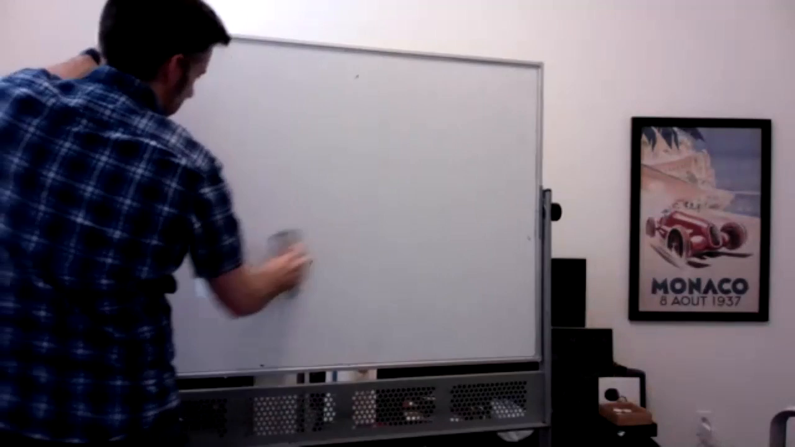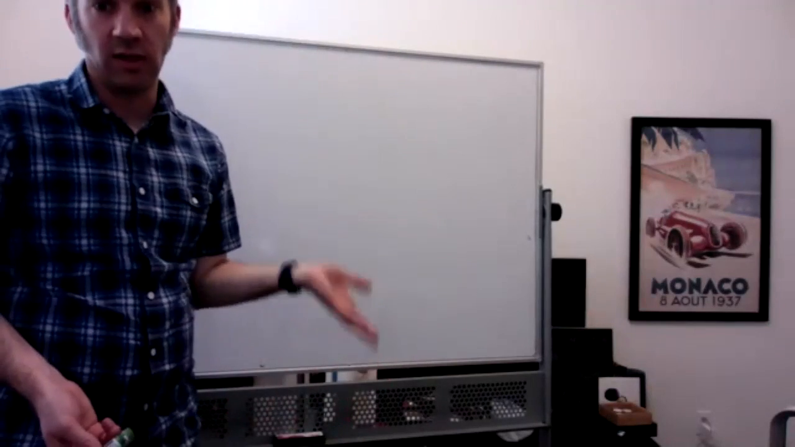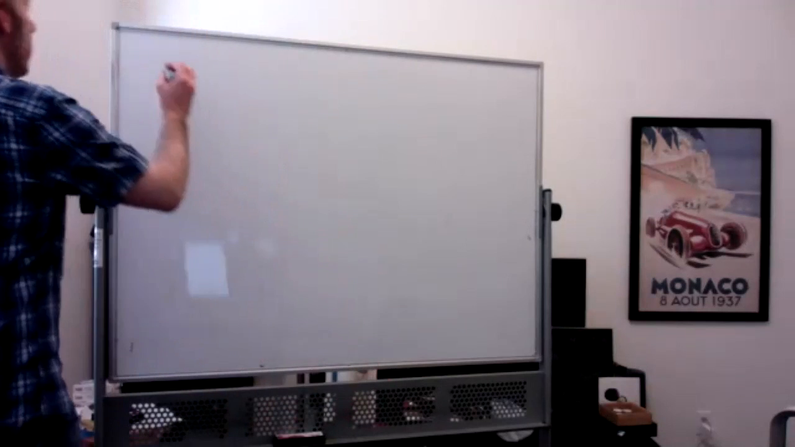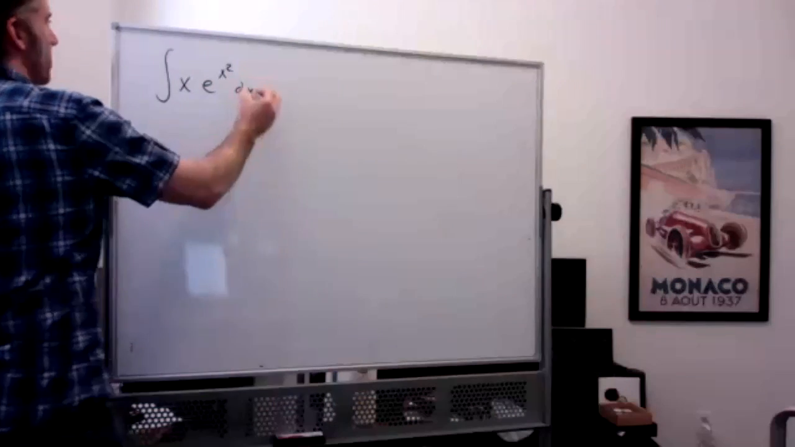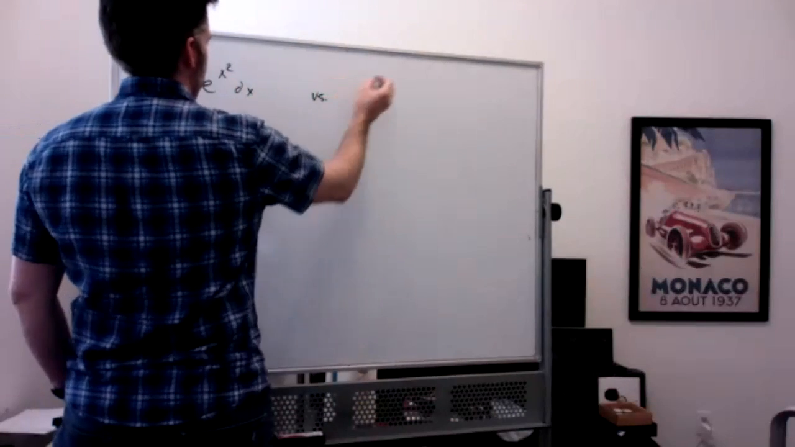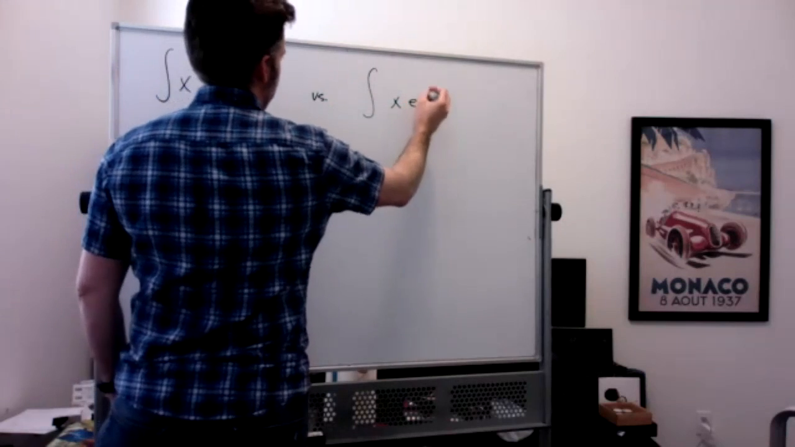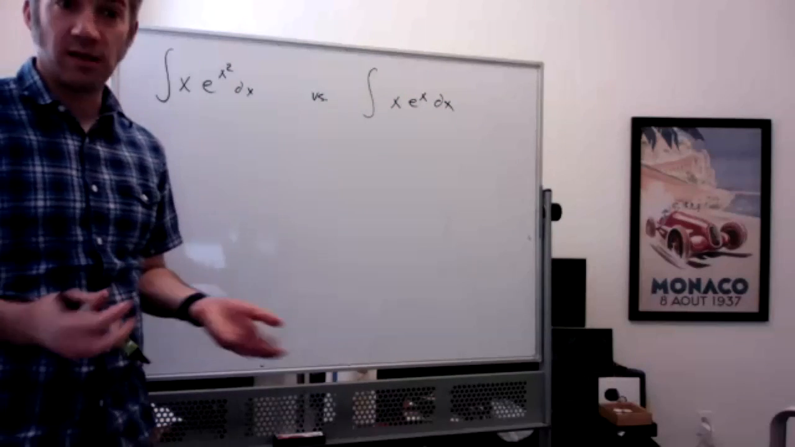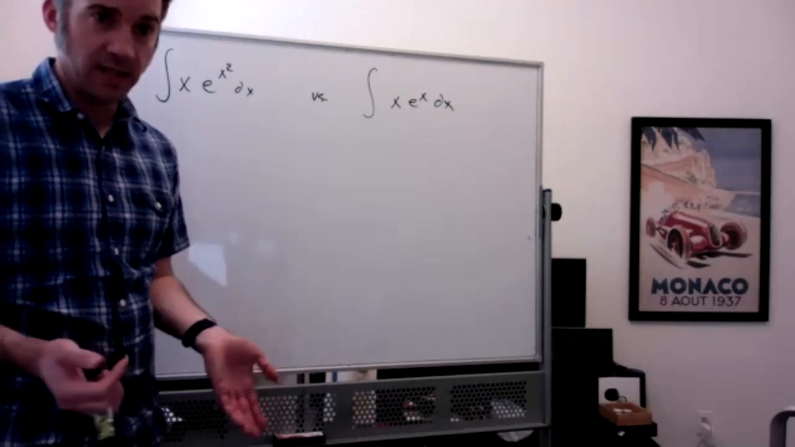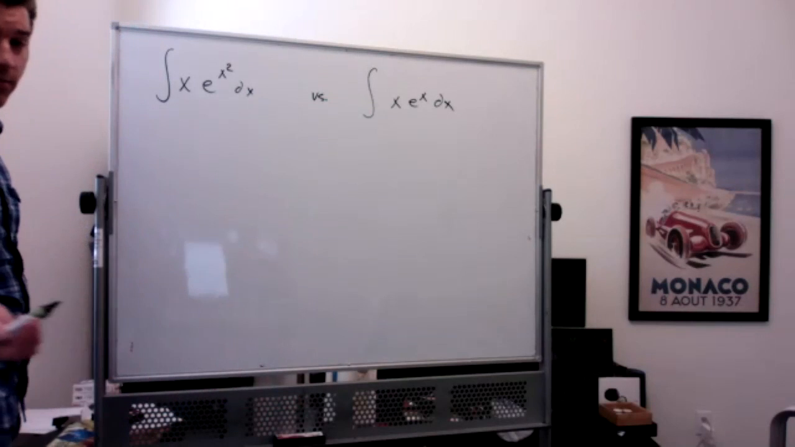Typically, we only use integration by parts after we've thought about using u substitution. So here are two different problems: the integral of x e to the x squared dx versus the integral of x e to the x dx. One of these is an integration by parts problem. One of these is a u substitution problem. Which is which? Well, I'm going to try u sub for both.